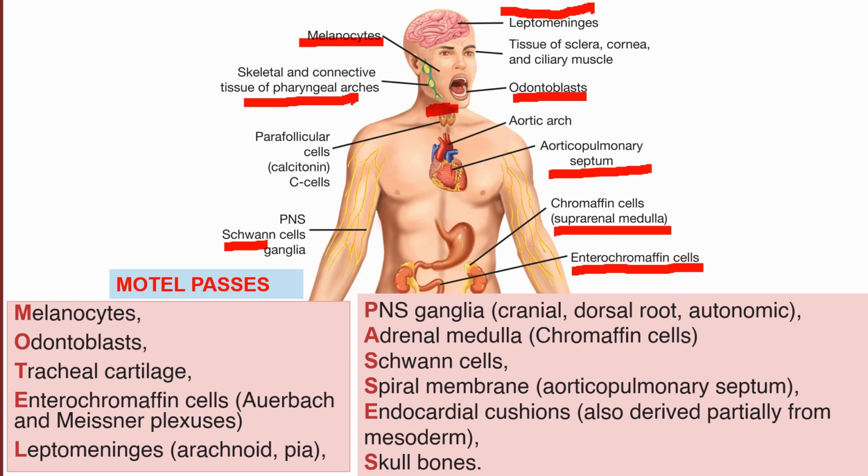One high note is that parafollicular cells, or the C cells, were previously thought to be of neural crest cell origin, but now they are considered to be endodermal in origin. That's why parafollicular cells, or the C cells, have recently been suggested to be endodermal in origin.